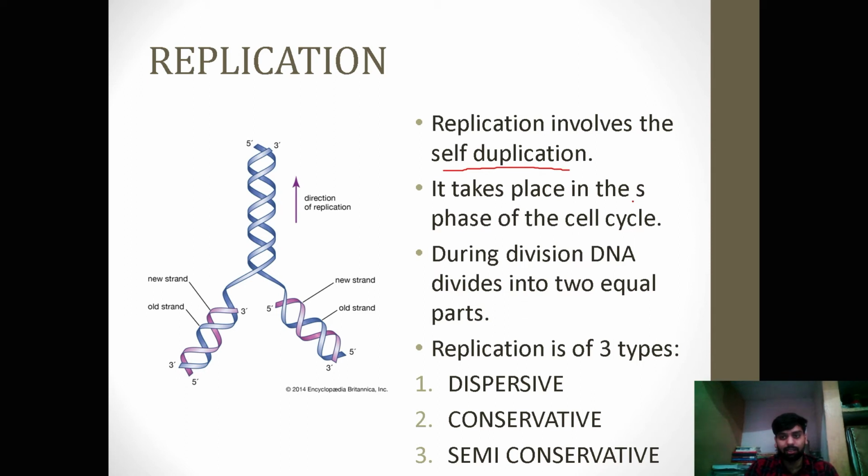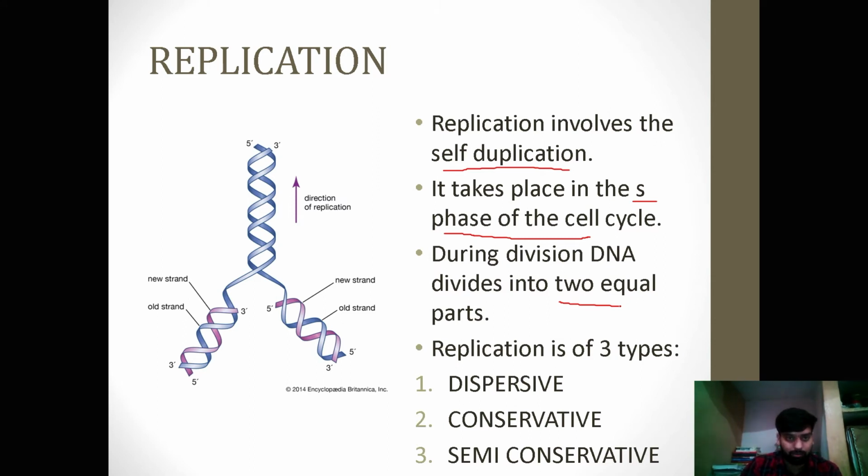It takes place in the S phase of the cell cycle, and it will divide into two equal parts on division. So replication is of three types, that is dispersive, conservative and semi-conservative. We will talk about this on the next slide.